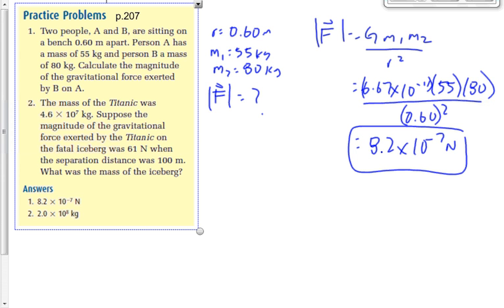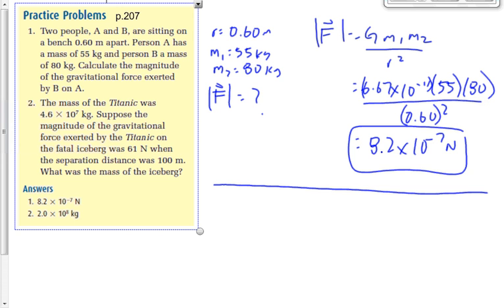Can you tell me, please, why I got such a small number for that force of gravity? Why did I get such a small number for that force of gravity between person A and B? We're dealing with people here, right? The mass of people is very, very small. When we're dealing with the Earth, the force of gravity is a lot bigger. Okay, let's take a look at number 2 now.